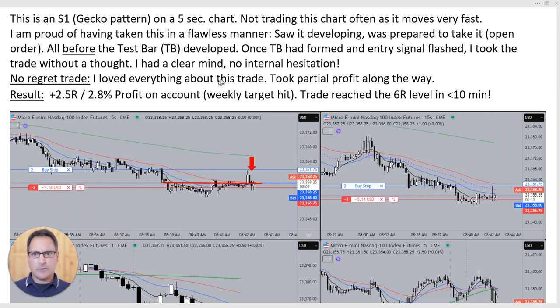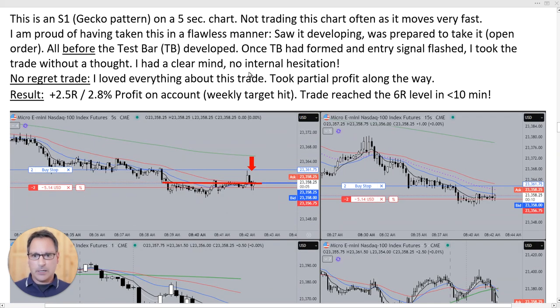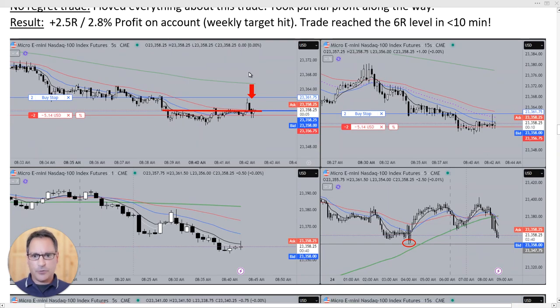Now let's have a look. Well, you can read through the commentary of Charlie, but let's just go through the trade here. This is the 5-second chart. This is a 15-second. This is the 1 minute. That's a 5-minute chart. So that's a 4-chart layout.